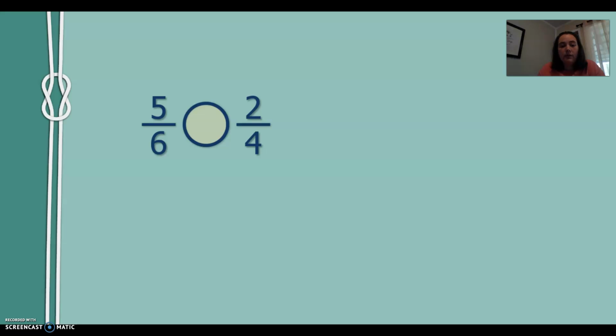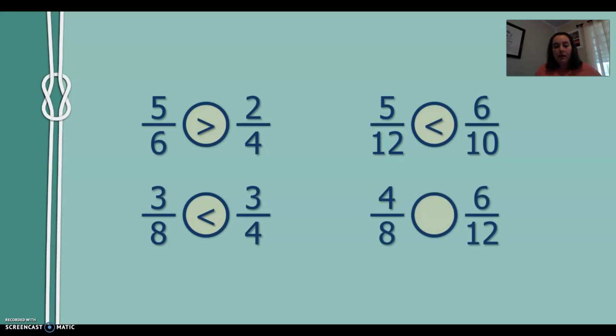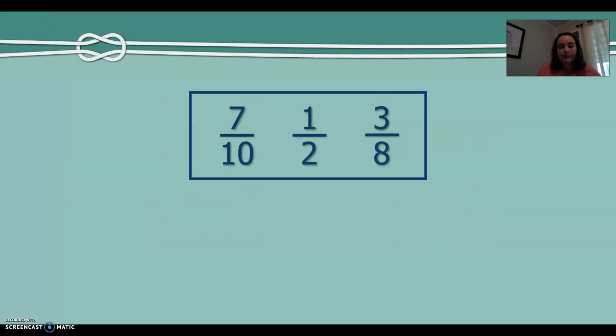5/6 and 2/4, well, 5/6 is greater than because 2/4 equals 1/2. And 5/6 is greater than 1/2. 3/8 and 3/4, 3/8 is much less than 1/2, but 3/4 is bigger. So 3/8 is less than 3/4. 5/12 is going to be less than 1/2, but 6/10 is going to be greater than 1/2. And so this is going to be less than. Here, 4/8 equals 1/2, 6/12 equals 1/2, so they equal each other.